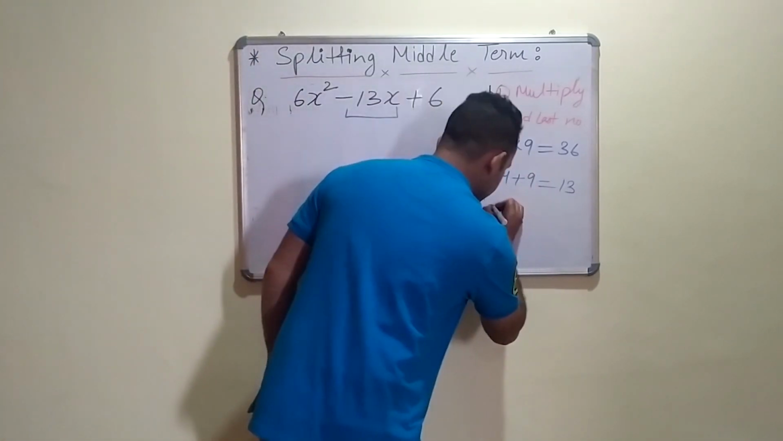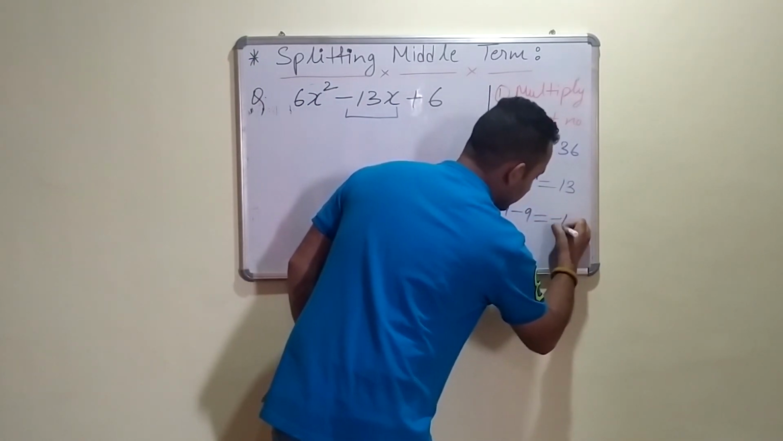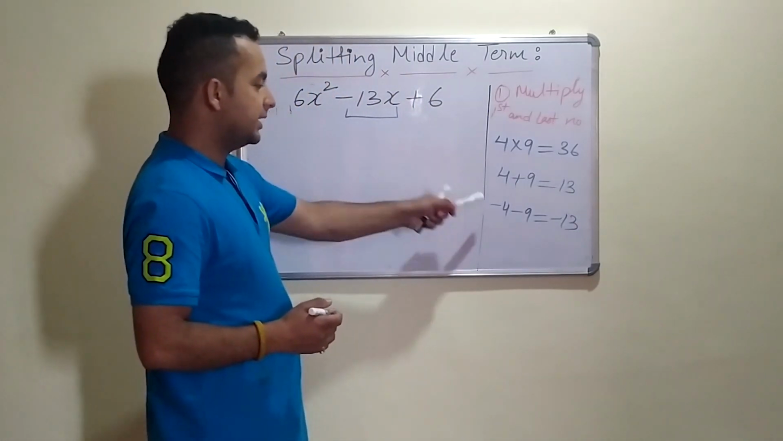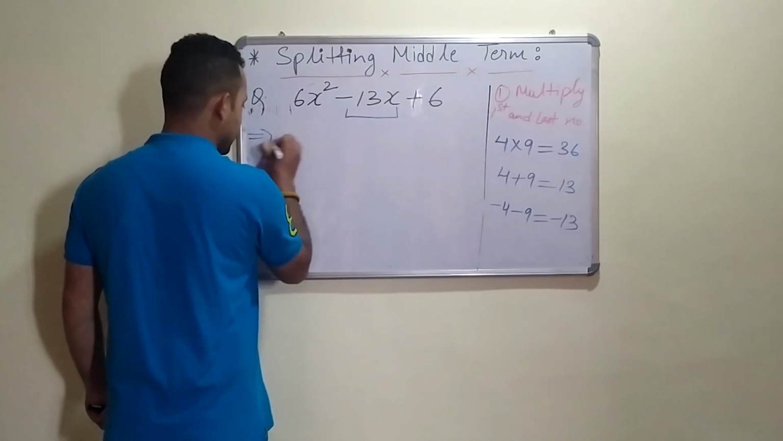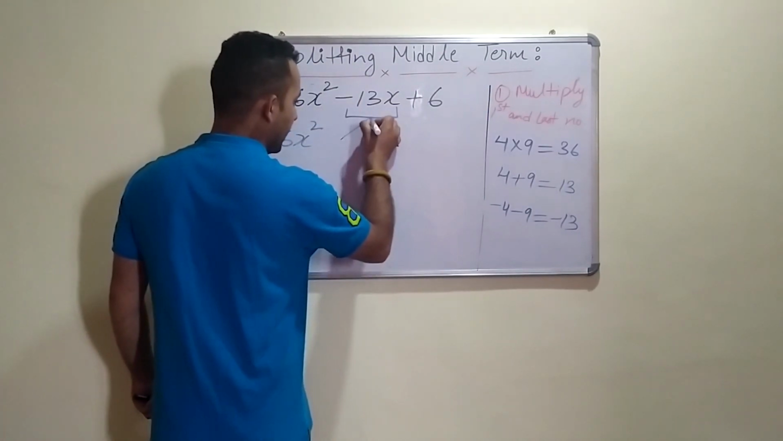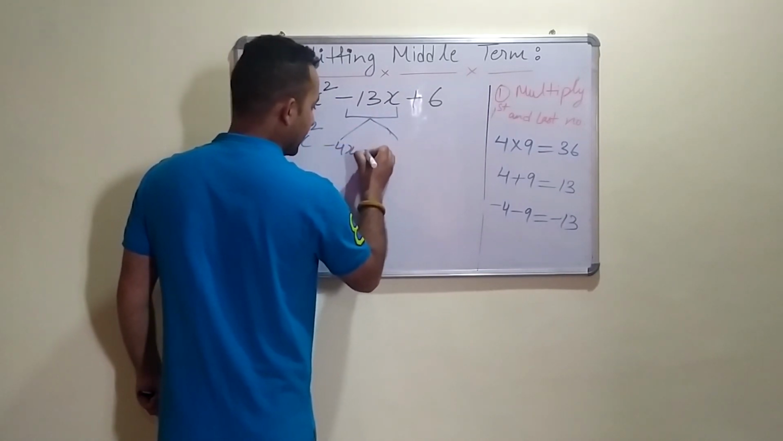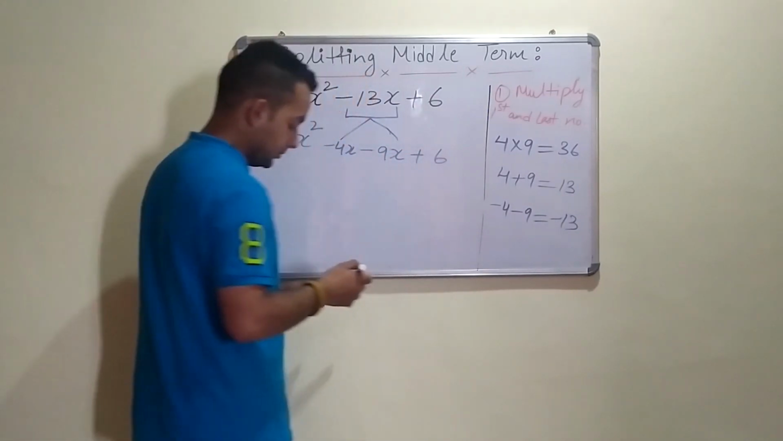So what will you do? You will just take minus 4 and minus 9, which equals minus 13. You can split negative 13x as negative 4x and negative 9x. So class, you will write 6x squared as it is and split the negative 13x like negative 4x and then negative 9x plus 6. Okay class.